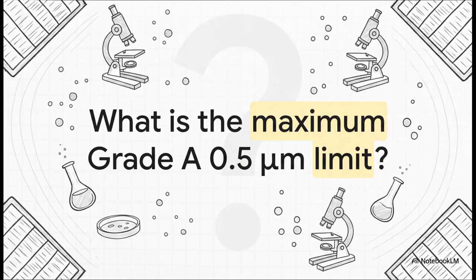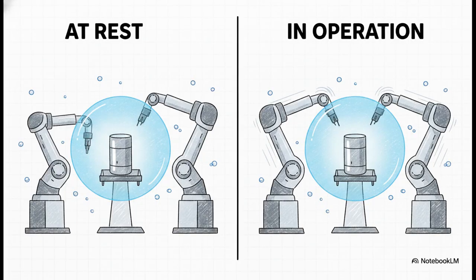So, let's do a quick knowledge check straight from the training module. For grade A, what is the maximum permitted airborne particle concentration at greater than or equal to 0.5 microns? Just take a second and lock in your answer. Spot on. The answer is 3,520 per cubic meter both at rest and in operation. The vital compliance takeaway to remember is that the critical zone must never degrade during active use.